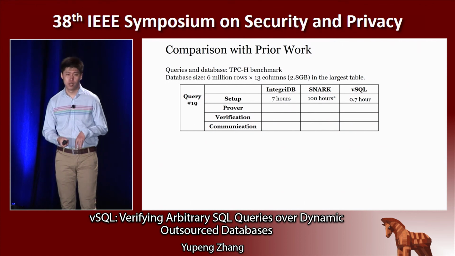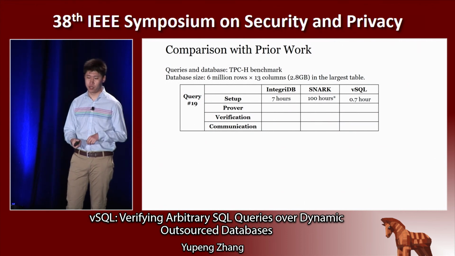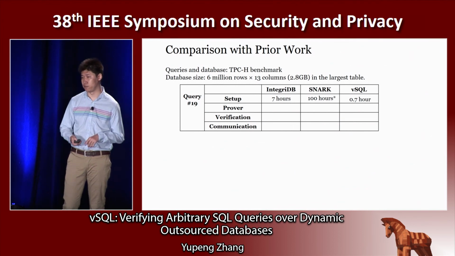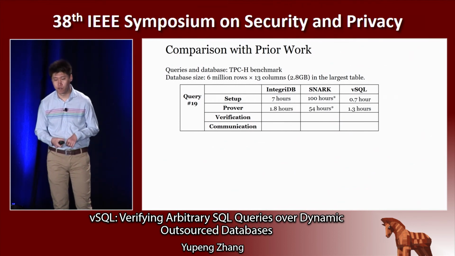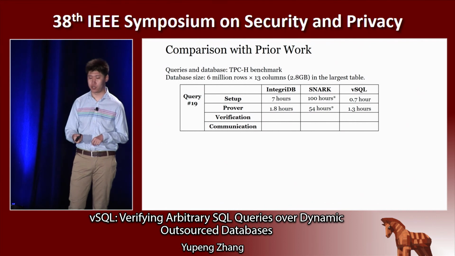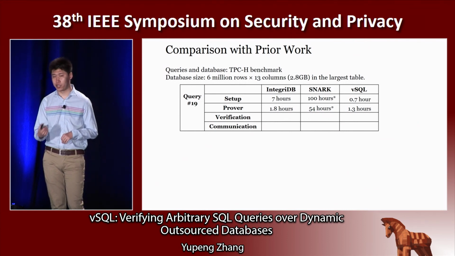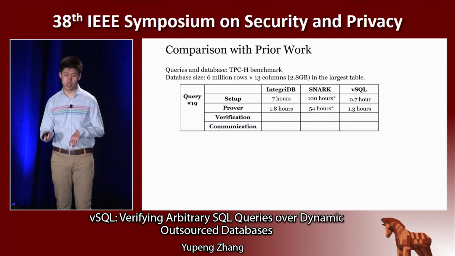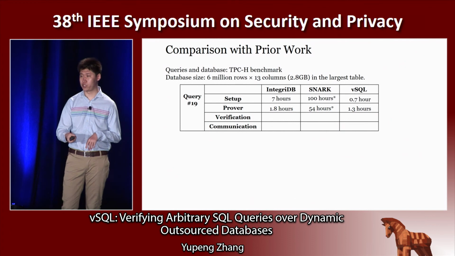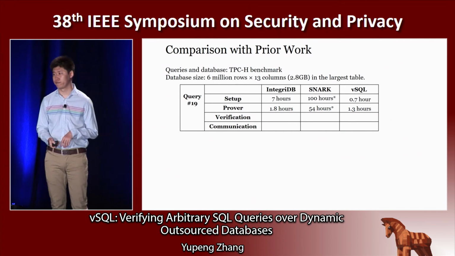For setup, it takes 7 hours for IntegrityDB, approximately 100 hours for SNARK, and 0.7 hour for our system. For the proving time, it takes 1.8 hours for IntegrityDB, 54 hours for SNARK, and 1.3 hours for vSQL. As you can see, we're even a little bit faster than IntegrityDB, which is a customized approach supporting only a subset of SQL queries, and much faster than SNARK.